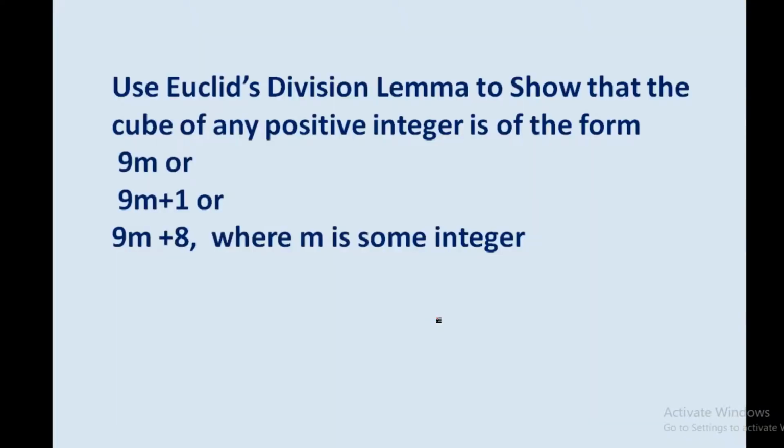So let us see the problem. We use Euclid's division lemma to show that the cube of a positive integer is of the form 9m or 9m plus 1 or 9m plus 8, where m is some integer. So let us see the solution for this problem.